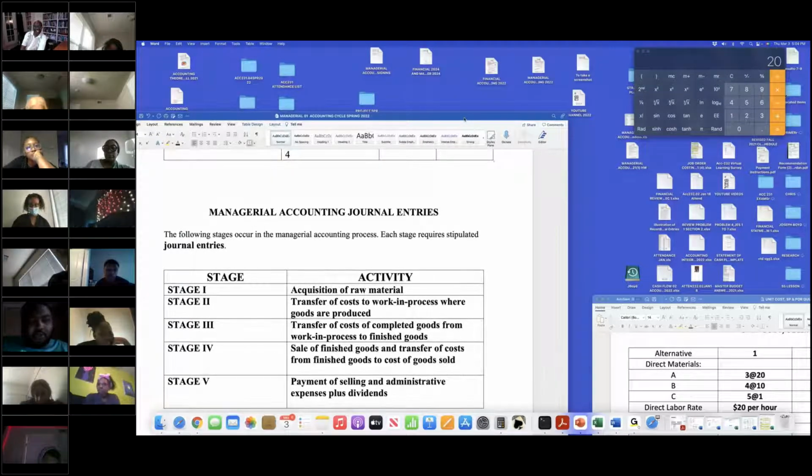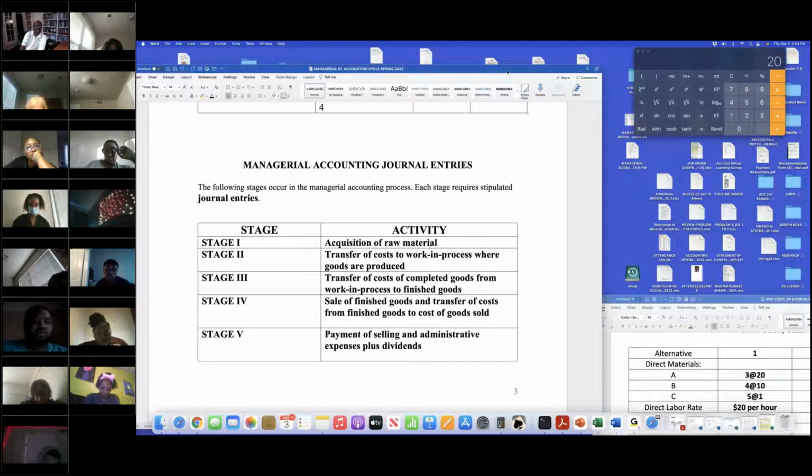The POR for the last one we just did was 1.67. Yeah, I think it was 1.67.